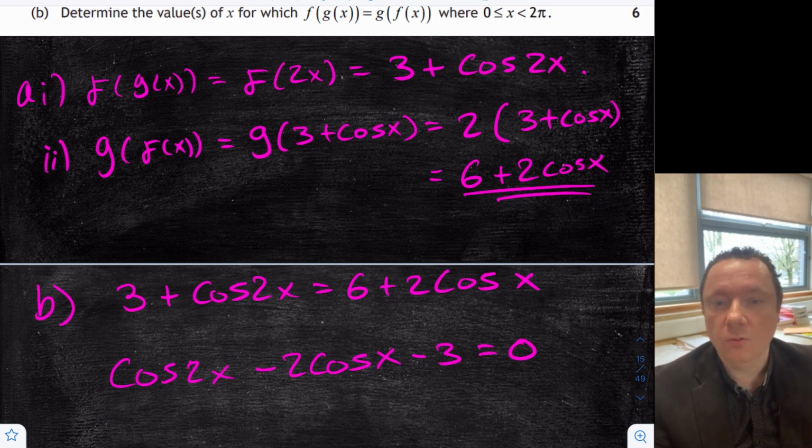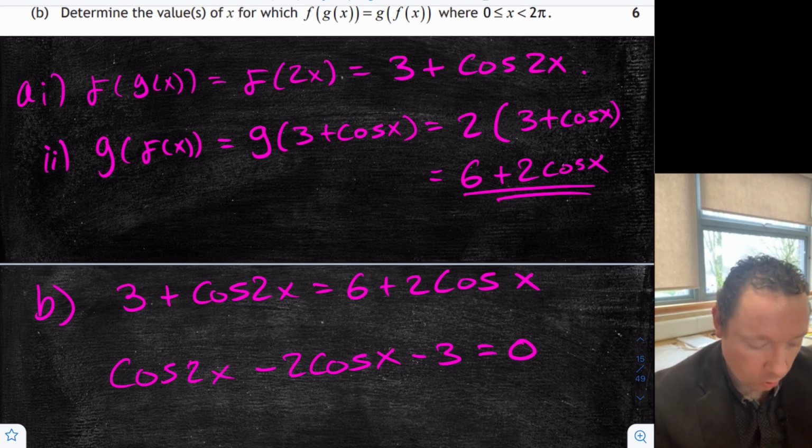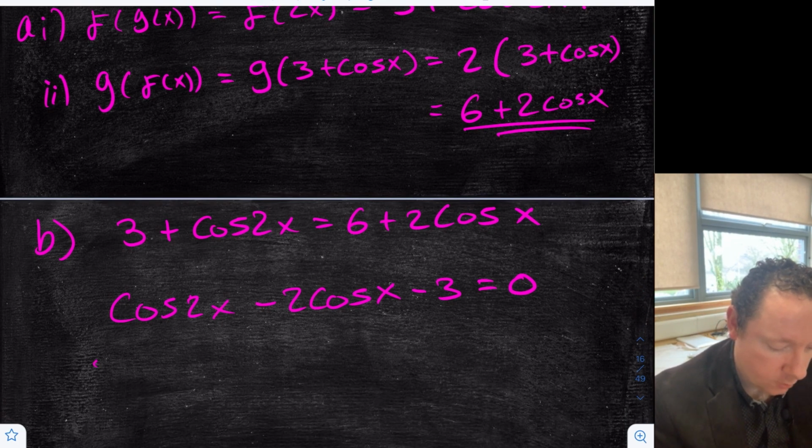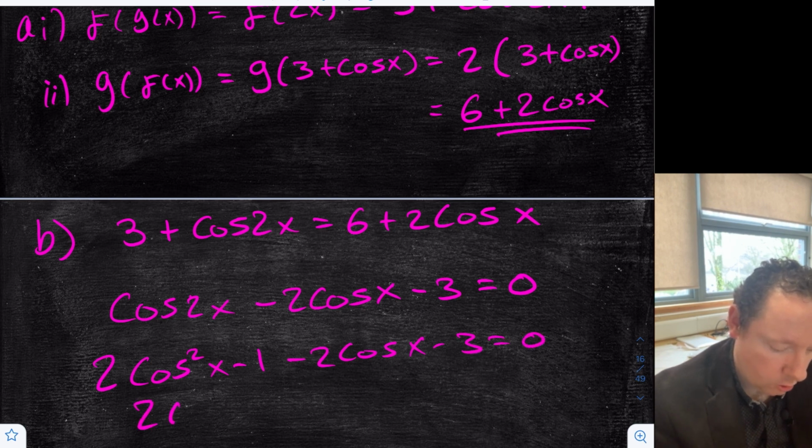We're going to use the 2 cos squared x minus 1 form of it because we've all got cosines for everything else. So that gives me 2 cos squared x minus 1, take away 2 cos x, take away 3 equals 0. Or 2 cos squared x minus 2 cos x minus 4 equals 0.